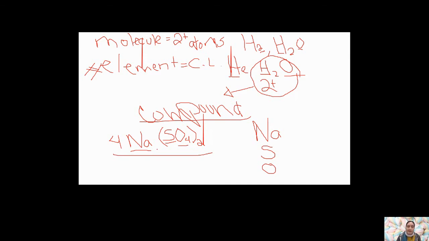Then step number 2, add your ones where you don't have a number. So 1 next to Na, 1 next to the S. Okay, now we write those down. Na has 1, S has 1, O has 4. Now this big number is going to multiply everything after it.